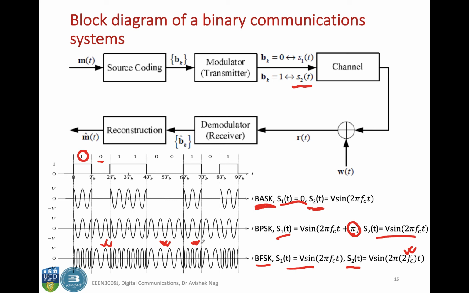Let's just focus on the binary communication systems, and right now you just try to appreciate the fact that in case of a binary communication system, when we have a bit 0 emitted from the source, we send one signal S1(t), and when we have a bit 1 emitted from the source we send another signal S2(t). S1(t) and S2(t) can be designed in many ways, and based on that we can have either amplitude shift keying, phase shift keying, or frequency shift keying.